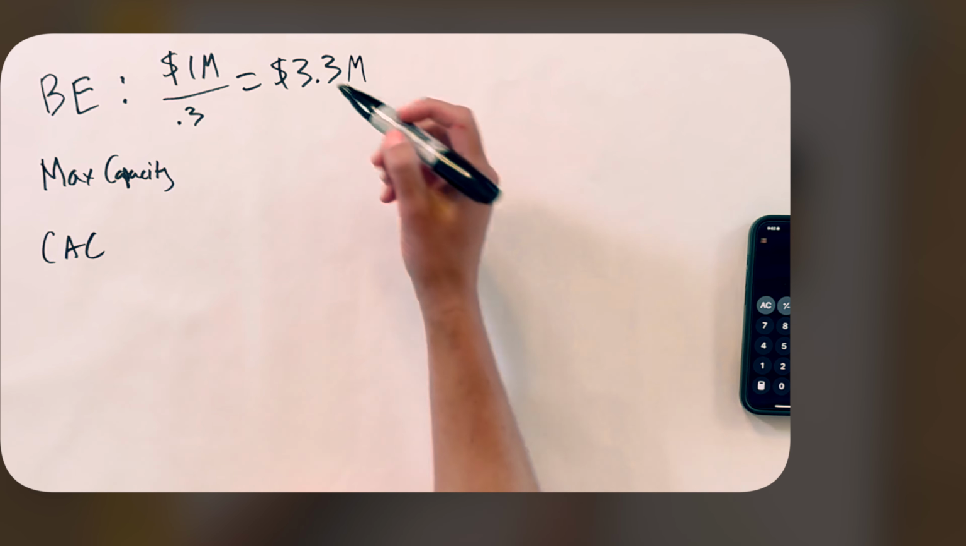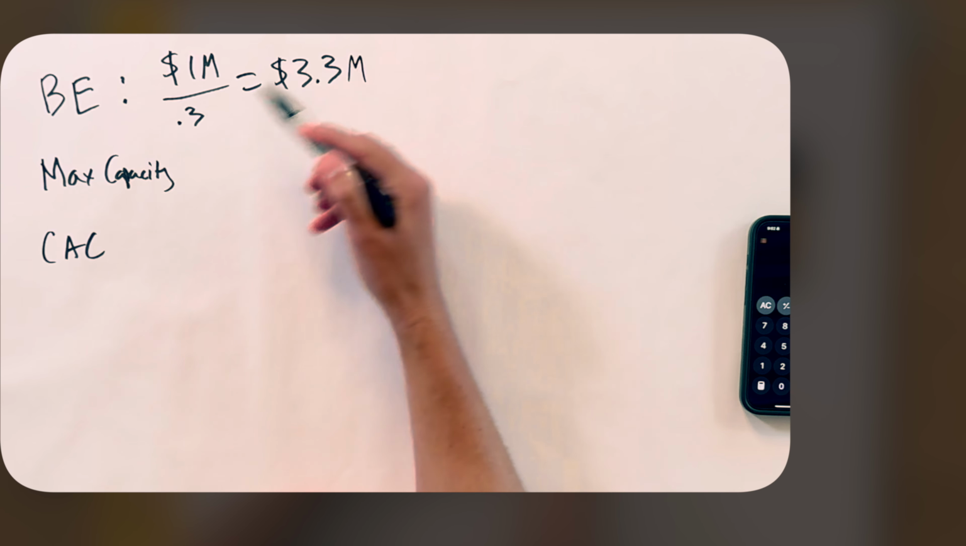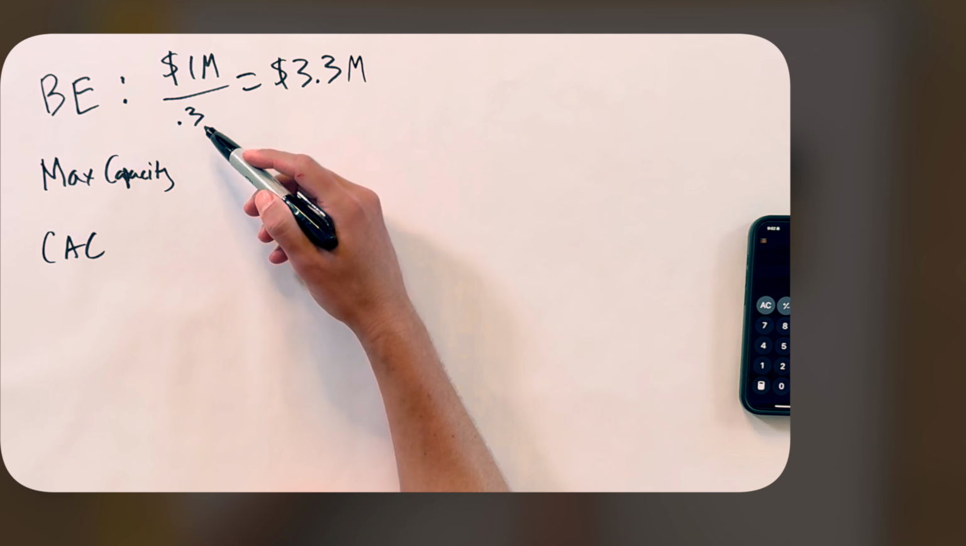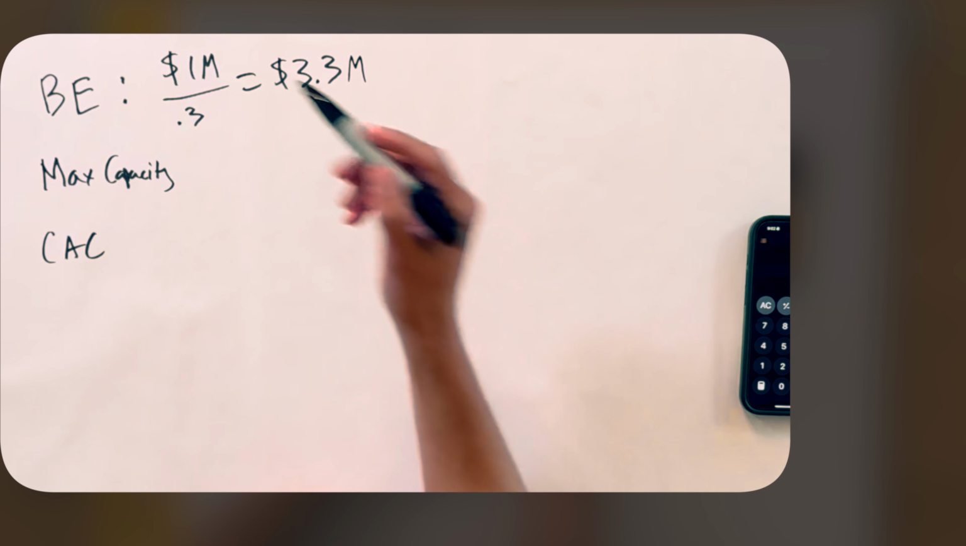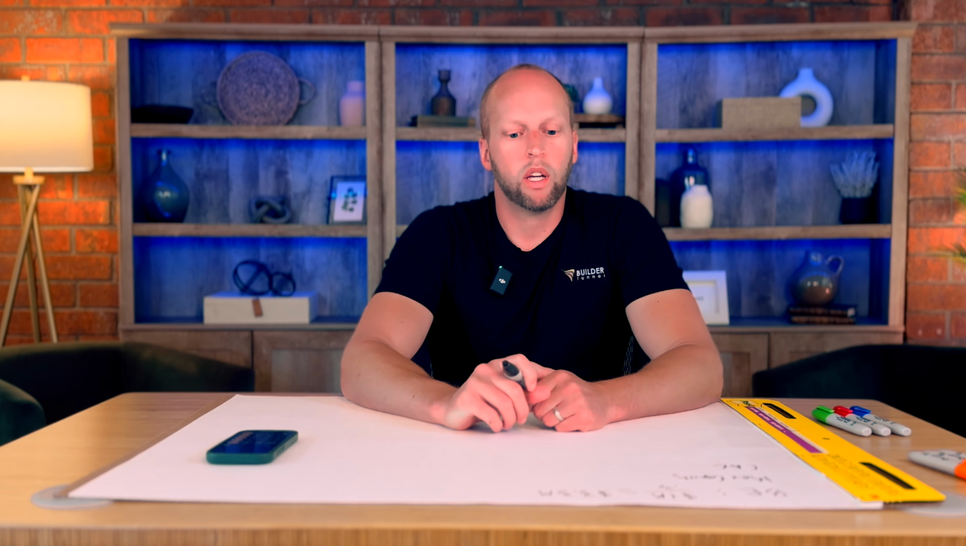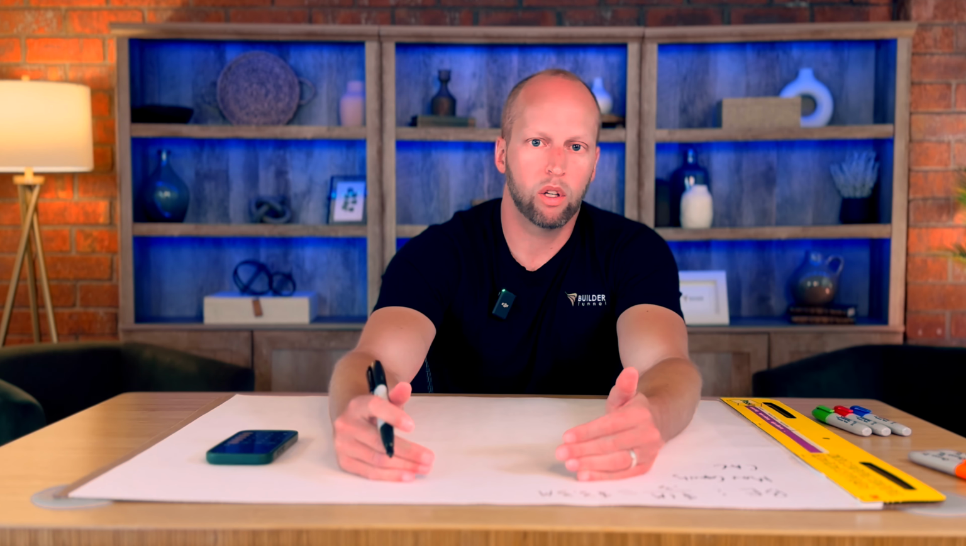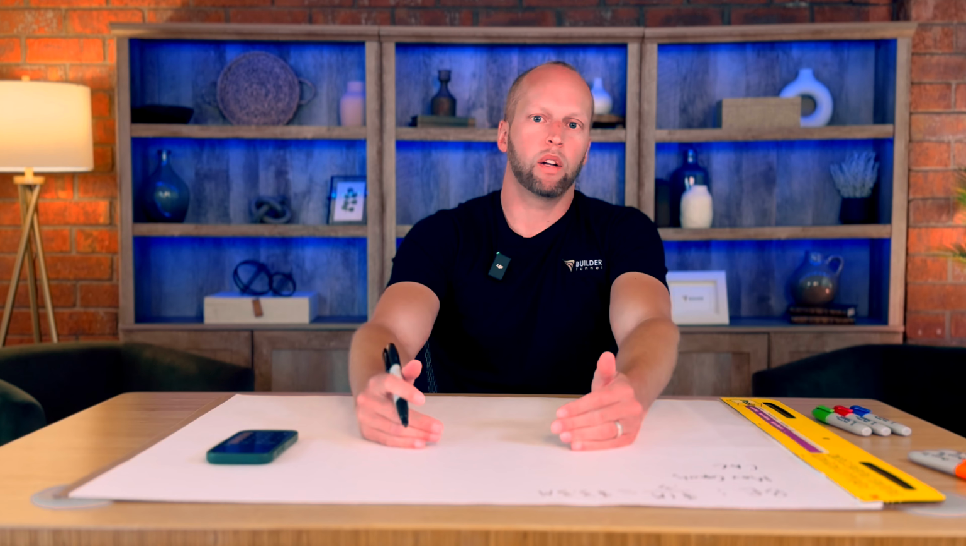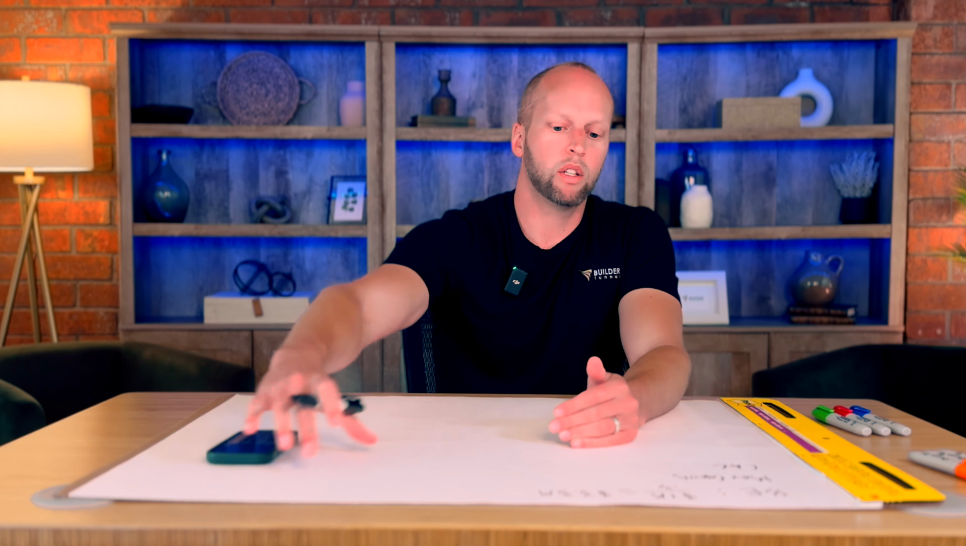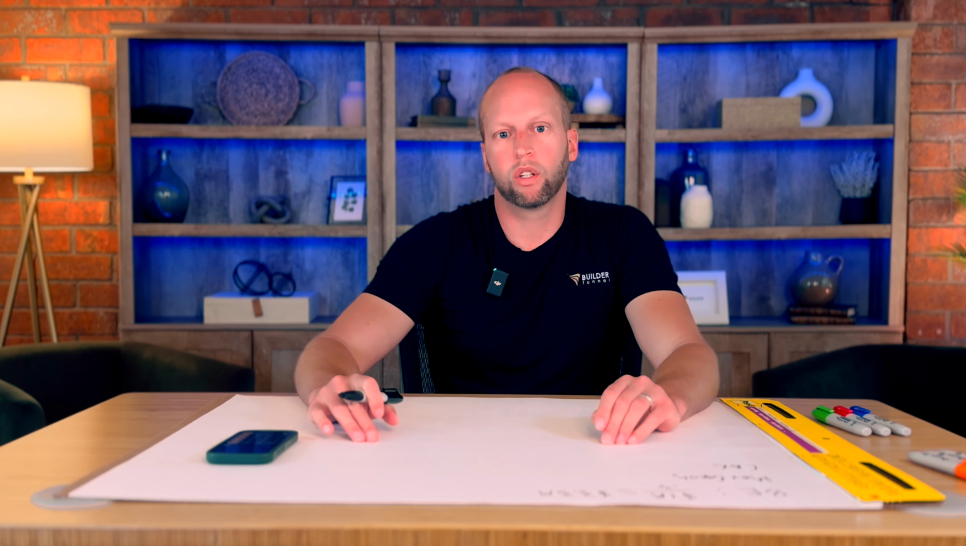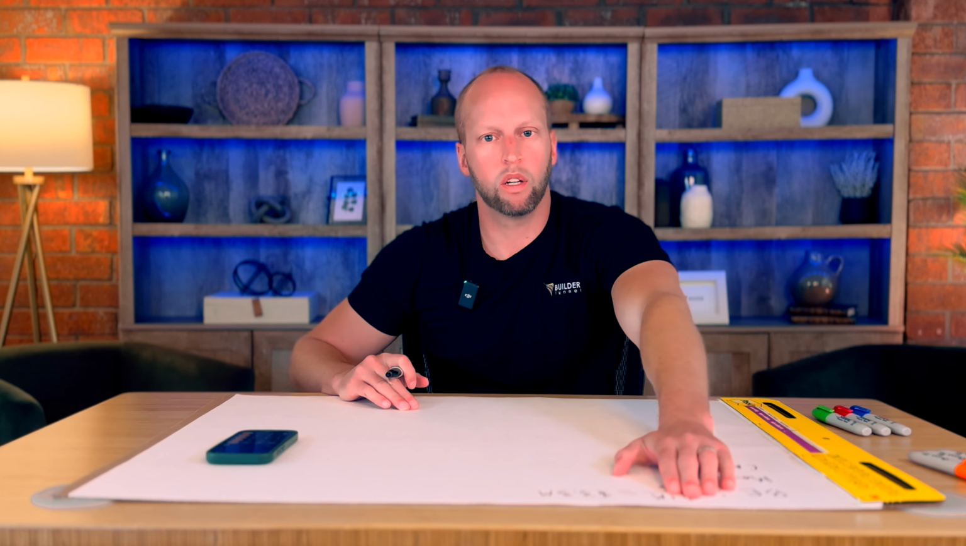You can reverse this back by just taking the 3.3, multiplying that by a 30% gross margin, and you'll get $1 million. So that means you've got 3.3 million in revenue, 70% of that is gone to cost of goods, and then you have 30% left over, which is your gross margin dollars. So you've got $1 million in gross margin, and then below that you have overhead, which was $1 million.